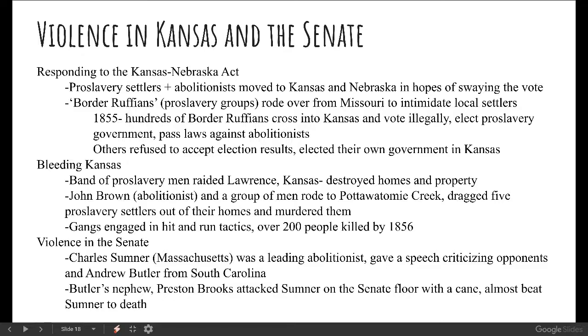We also see violence in the Senate happening. A man named Charles Sumner, who was a Massachusetts senator, a leading abolitionist, gave a very scathing speech criticizing opponents of abolition. And he particularly targeted another senator, Andrew Butler, who was from South Carolina. And so Butler's nephew gets wind of this. His name was Preston Brooks, and he walks into the Senate and attacks Charles Sumner on the Senate floor with a cane and beats him almost to death. Sumner ended up surviving, but he gets beat up pretty bad by Preston Brooks.